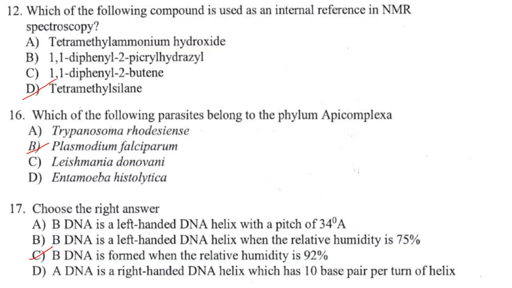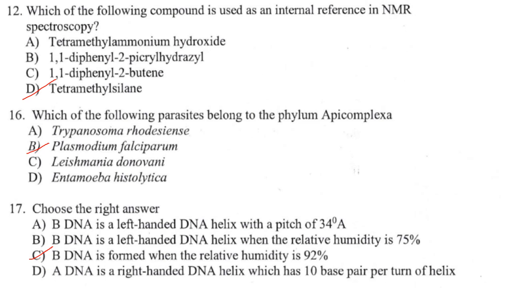Then next one. Which of the following compounds is used as an internal reference in NMR spectroscopy? So it is tetramethylsilane. Answer is option D. The next one. Which of the following parasites belongs to phylum Apicomplexa? So it is Plasmodium falciparum. Answer is option B. The next one.